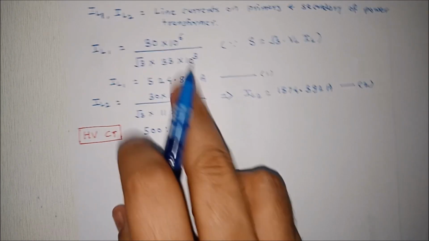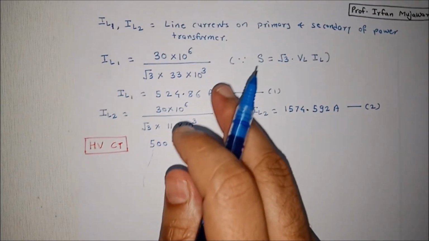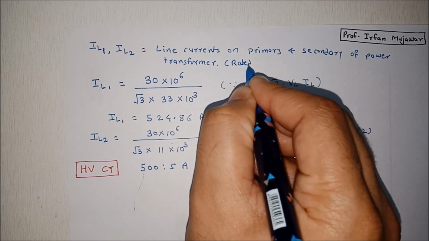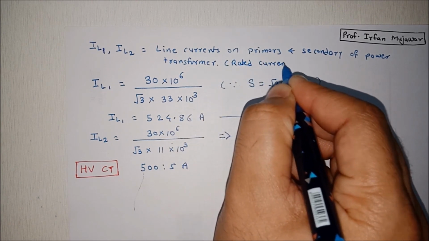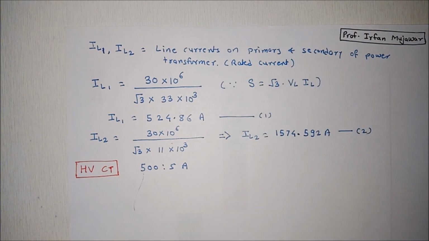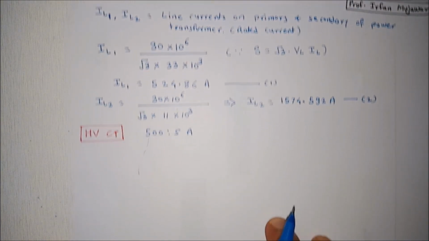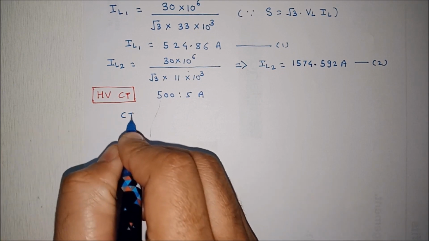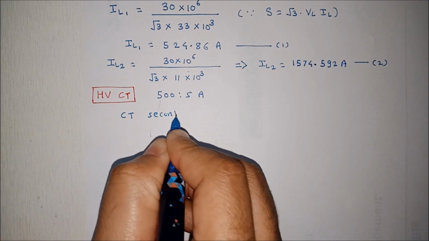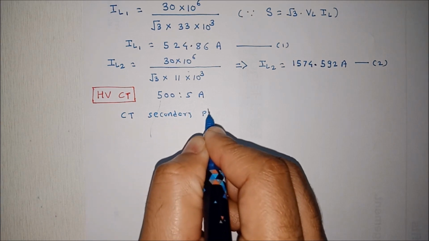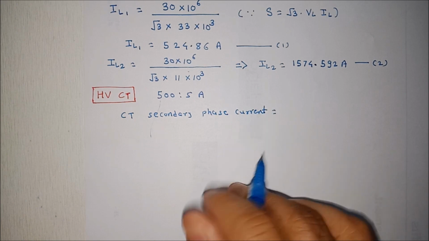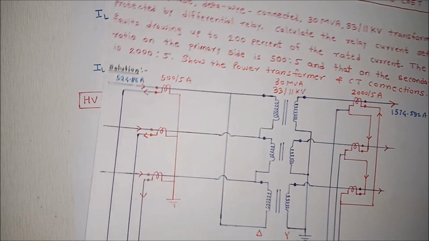Okay, whatever we are calculating, these are the rated currents. IL1, IL2, these are the line currents or the rated currents. Because in the problem it is mentioned that relay current setting should be 200% of the rated current that will flow through the trip coil. Okay, now the CT secondary phase current, the CT secondary phase current that will flow through the phase, that we will determine.